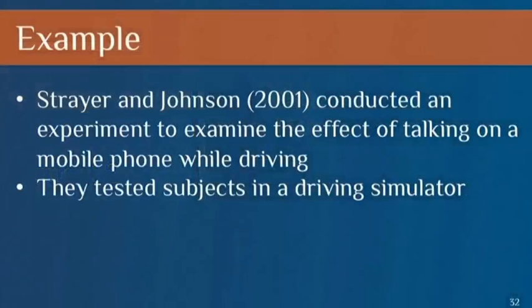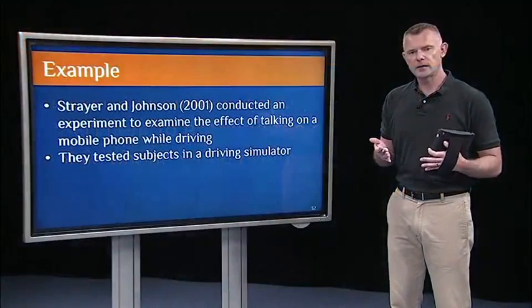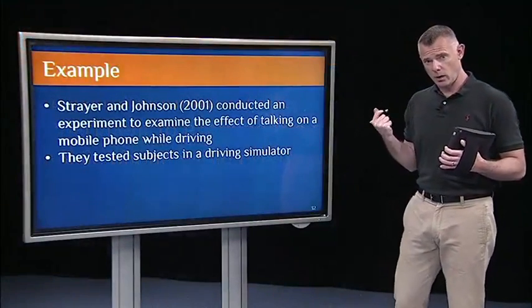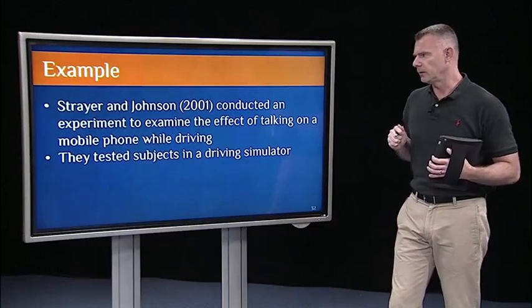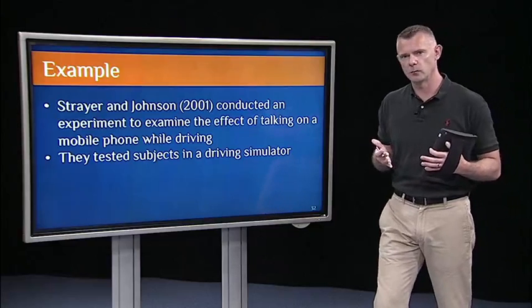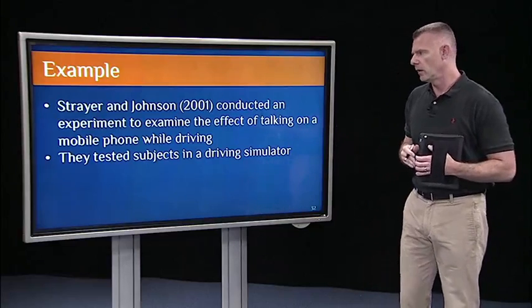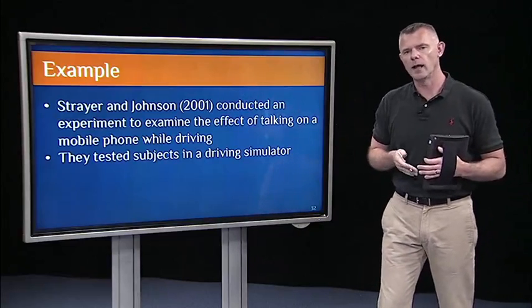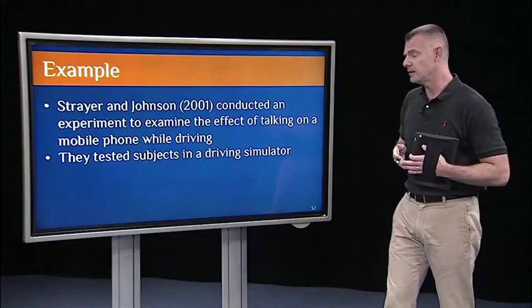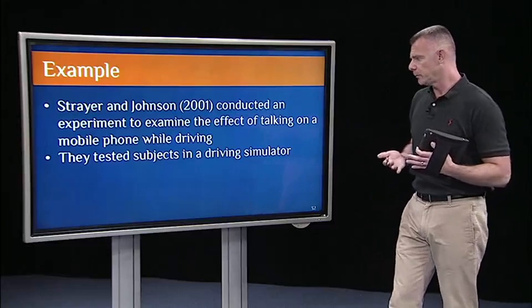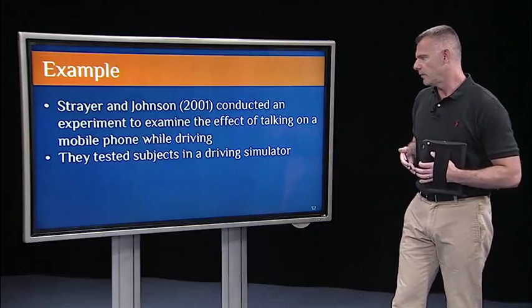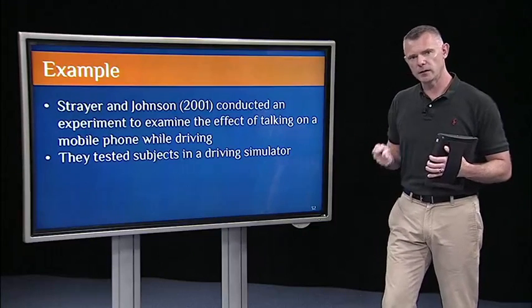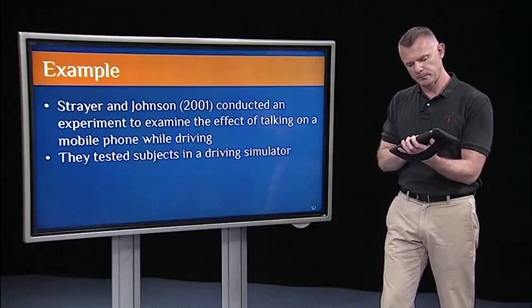So I'm going to stick with this example that I outlined in the first segment on the effect of talking on a cell phone while driving. One of the first studies that was done on this topic was published by Strayer and Johnson in 2001, sort of a seminal paper that set the stage for a whole line of research over the last 10 years on this topic. So they had two independent variables, remember, because we're doing a factorial ANOVA, and they tested subjects in a driving simulator looking for number of driving errors.